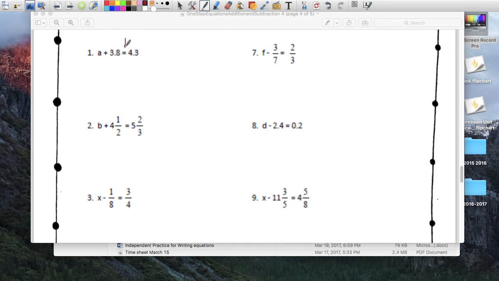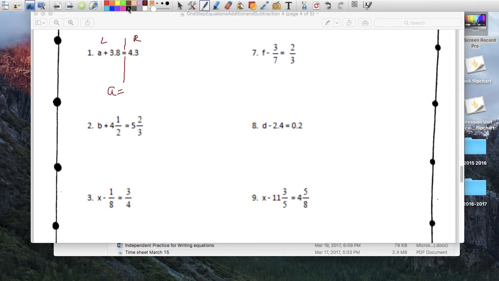over here, so I'm going to make a line. You don't have to, but I like to. This is my left side of my equation, my right side of the equation. My goal is to make that side look like this. Notice that my variable is all alone by itself, and the 3.8 here is gone. So I have to get rid of that.